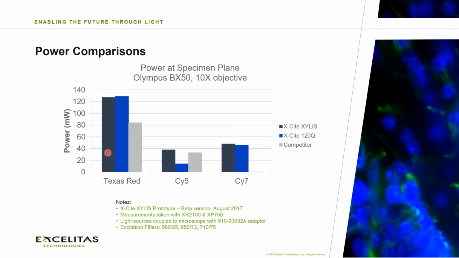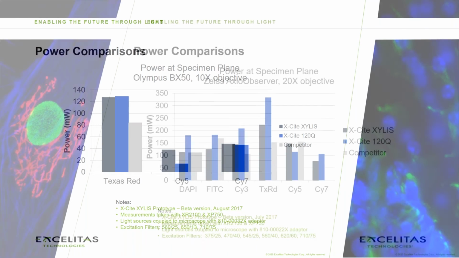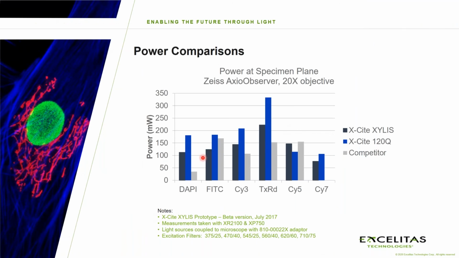Just to confirm things, we moved to a different scope, because all the microscopes have different light trains and work differently as far as what actually gets to your sample plane. So we tried another one, and we covered all the way from DAPI to Cy7. Again, in the black is our laser LED hybrid drive, in the blue is our own bulb system, and in gray is the competitor. And as you can see in Cy7, which is all the way in the 700-ish excitation region, our competition doesn't have many solutions available.